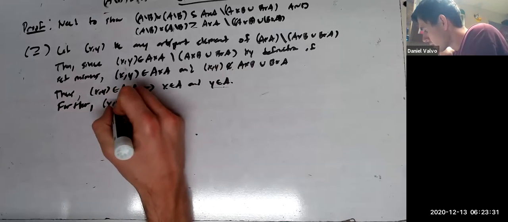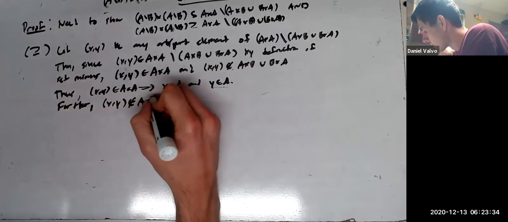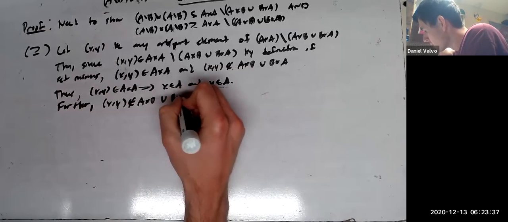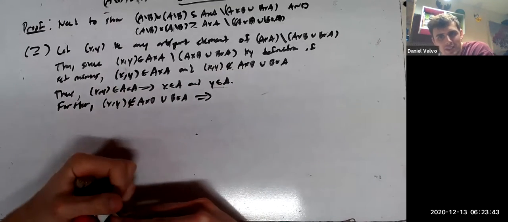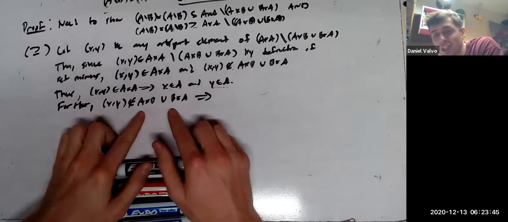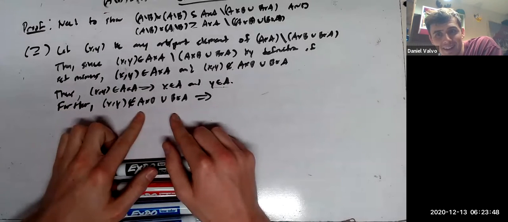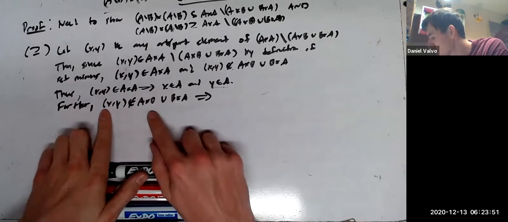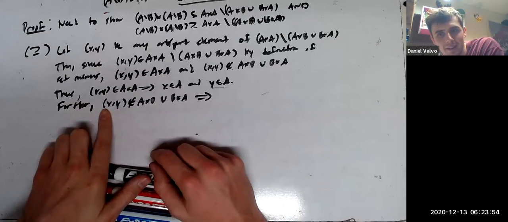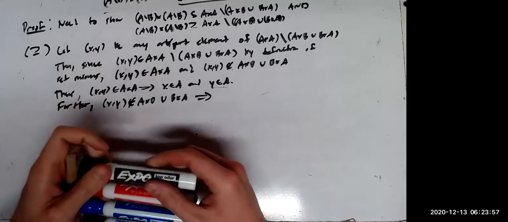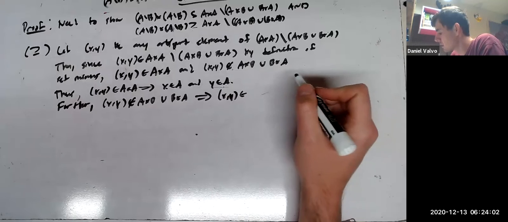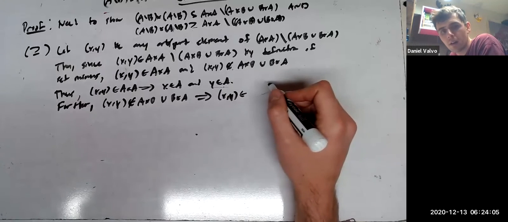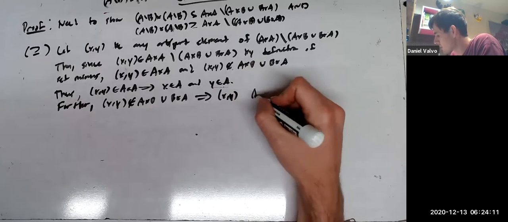Further, XY not in A cross B union B cross A. What does that mean? This is kind of exactly what we talked about before. If you're not in the union, how do you relate to both of them? Just like before. So what's that exactly? Could XY be in A cross B? What are the relationships here?